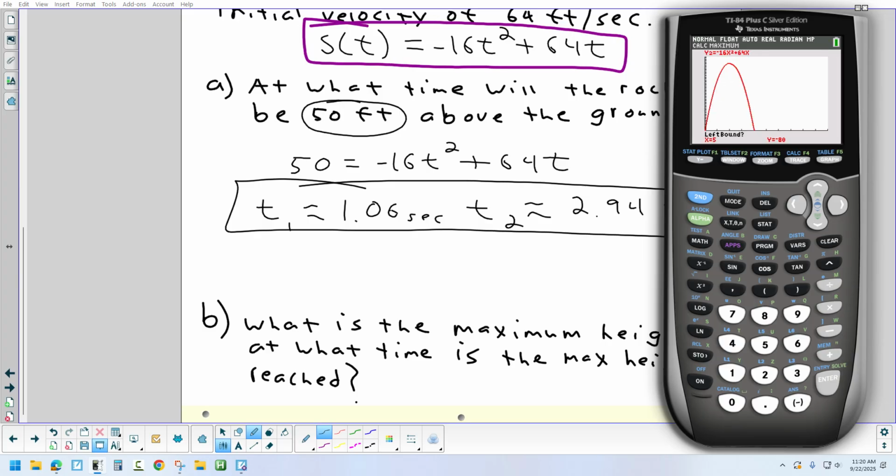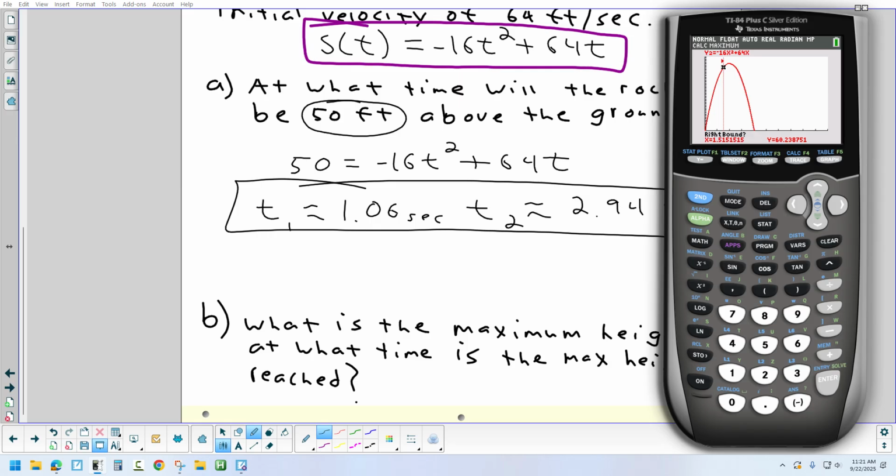Like intersect, it will ask you 3 questions. Right now, my cursor is way off the screen. It's at -80. You need to be able to see your cursor to do this. So if you press the right arrow, now it's at -100. I'm going the wrong way. You press the left arrow till you start to see it come up, and there it is. The first question it asks is left bound. I need to take my cursor and position it somewhere to the left of the maximum. Once I get it to the left of the maximum, I press enter.